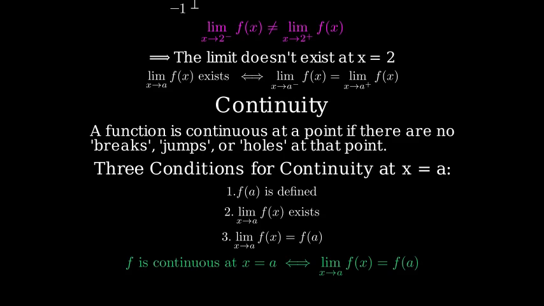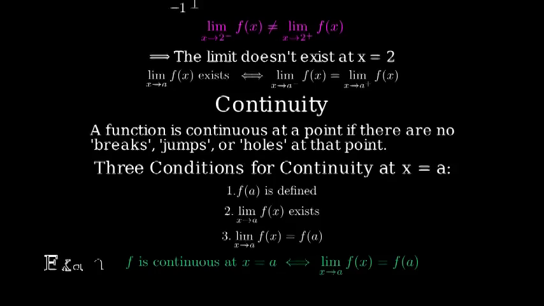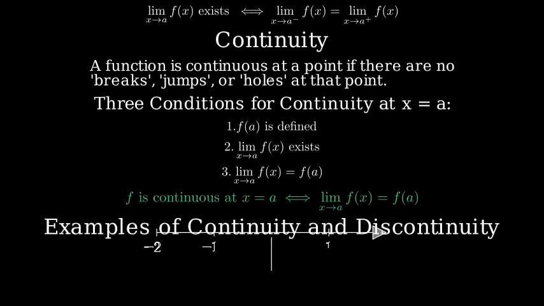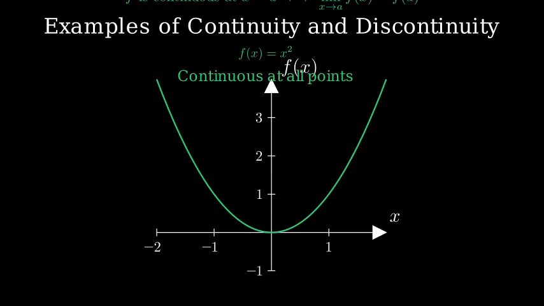Let's look at examples of continuity and discontinuity. First, let's consider a continuous function, like f of x equals x squared. This function is continuous at every point because at any point a, f of a is defined, the limit of f of x as x approaches a exists, and the limit equals f of a.